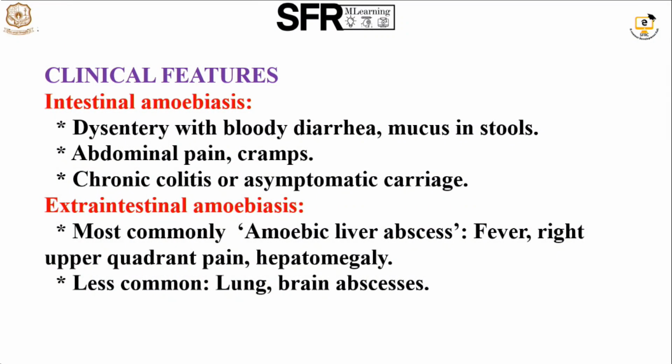And then next are the clinical features of the protozoa. There are two clinical forms. The first one is intestinal and the other one is extra-intestinal amoebiasis. The first, intestinal amoebiasis, is dysentery with bloody diarrhea, mucus in stools, and also causes abdominal pain and cramps. Chronic colitis or asymptomatic carriage is present in intestinal amoebiasis. Then next is extra-intestinal amoebiasis. Most commonly amoebic liver abscess, with fever, right upper quadrant pain and hepatomegaly, and less commonly lung and brain abscesses.